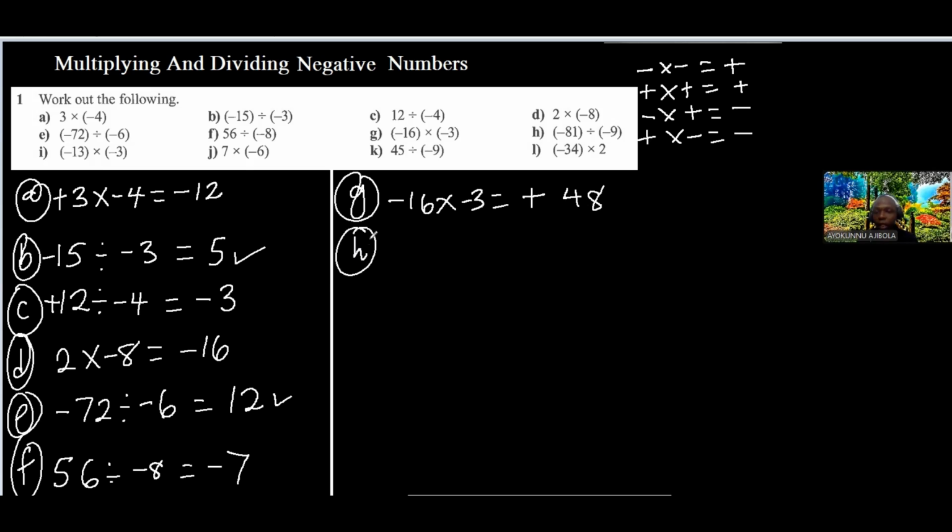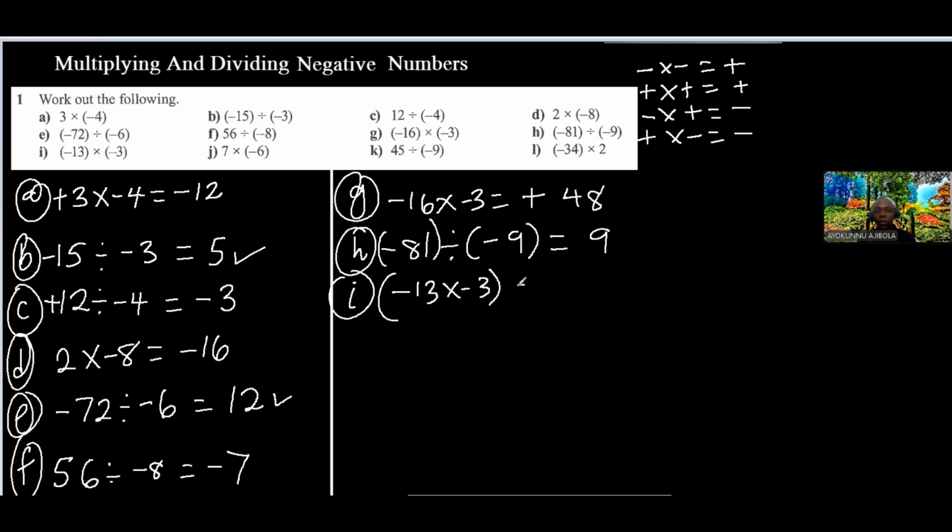Then option H, we have negative 81 divided by negative 9. So negative cancels negative, okay? Negative cancels negative. So we have positive as our final. So 81 over 9 is 9. Positive. Then, okay, then the next one, option I, we have negative 13 times negative 3. So we have negative times negative is positive, okay? Then 13 times 3 is 39.